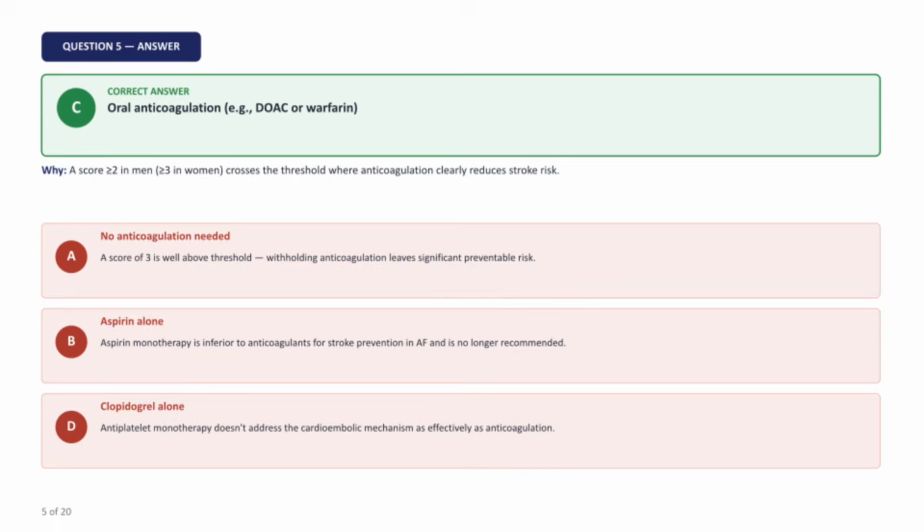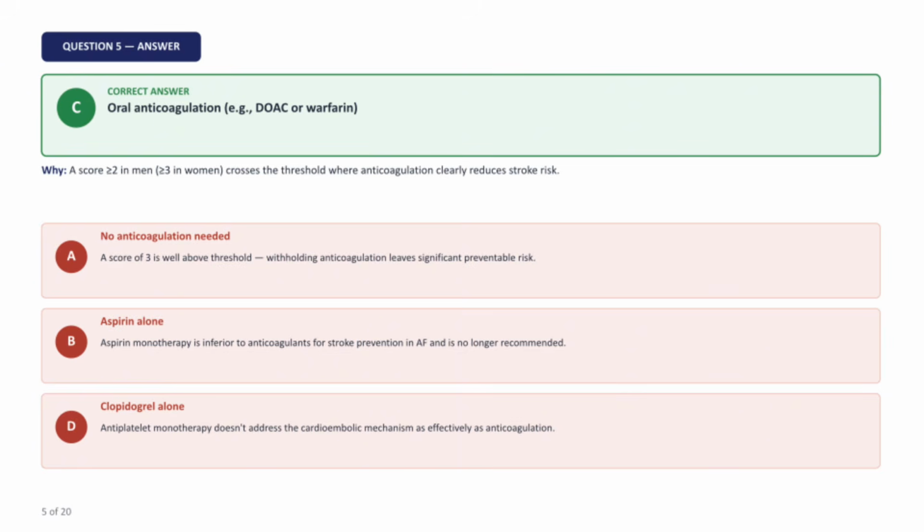The correct answer is option C. Oral anticoagulation. A score of more than or equal to 2 in men crosses the threshold where anticoagulation clearly reduces stroke risk. Now, why isn't A correct? A score of 3 is well above threshold, withholding anticoagulation leaves significant preventable risk.